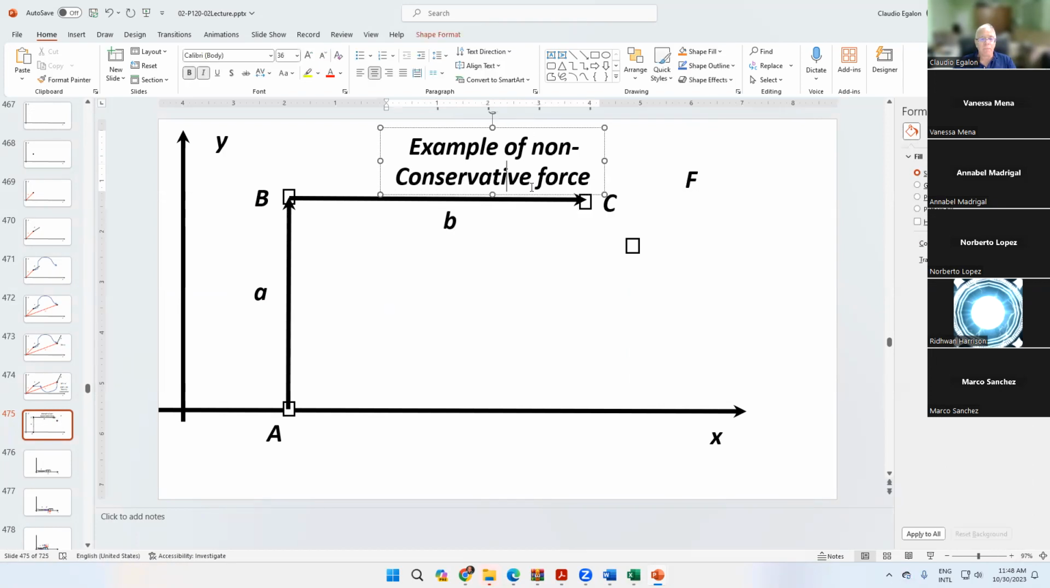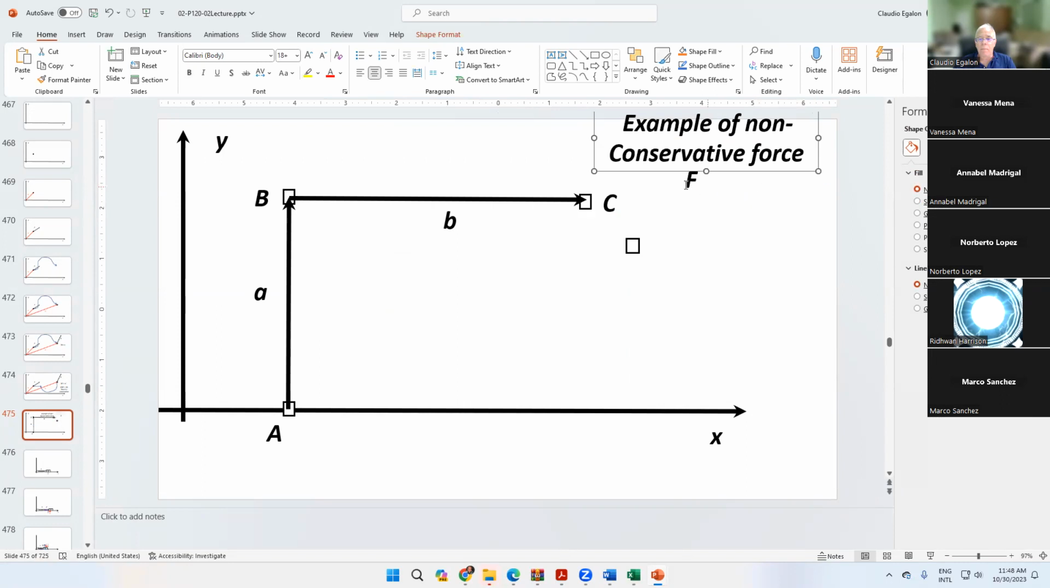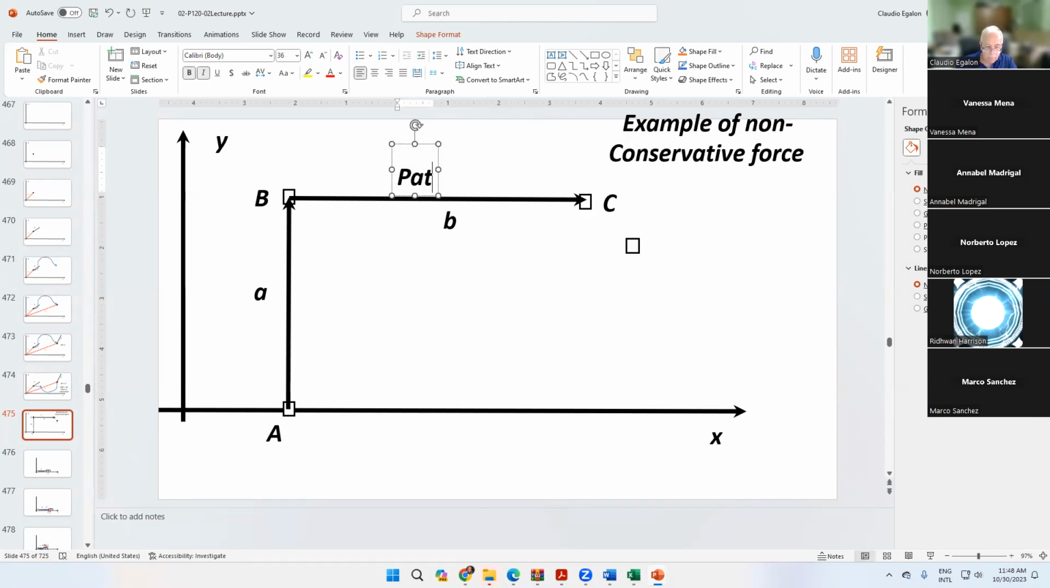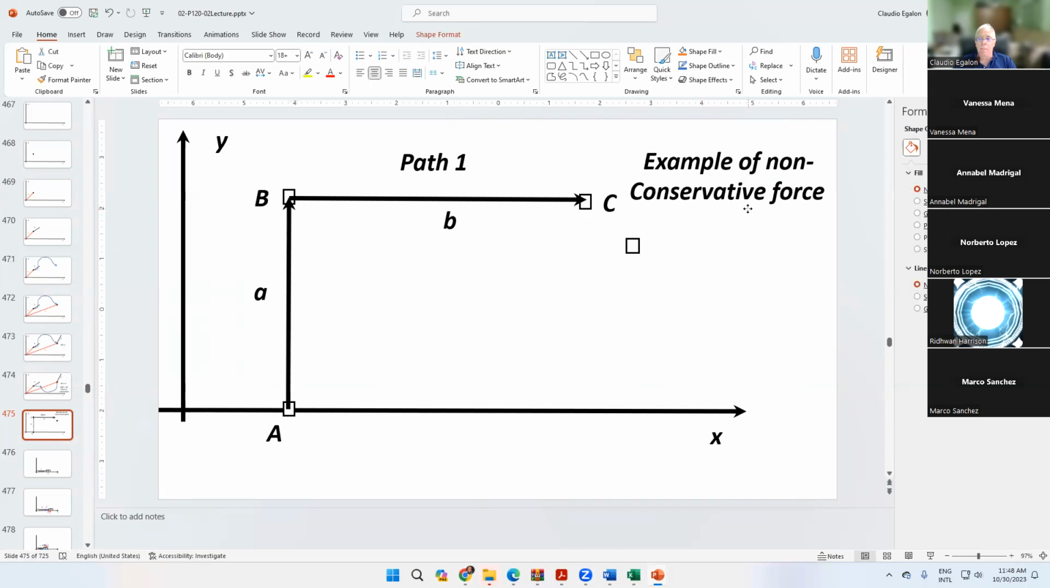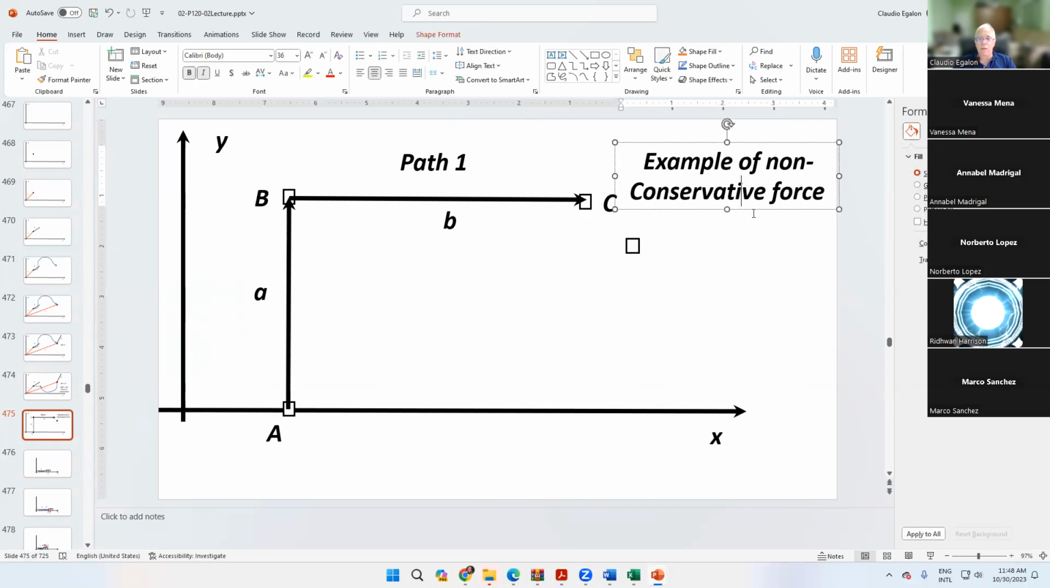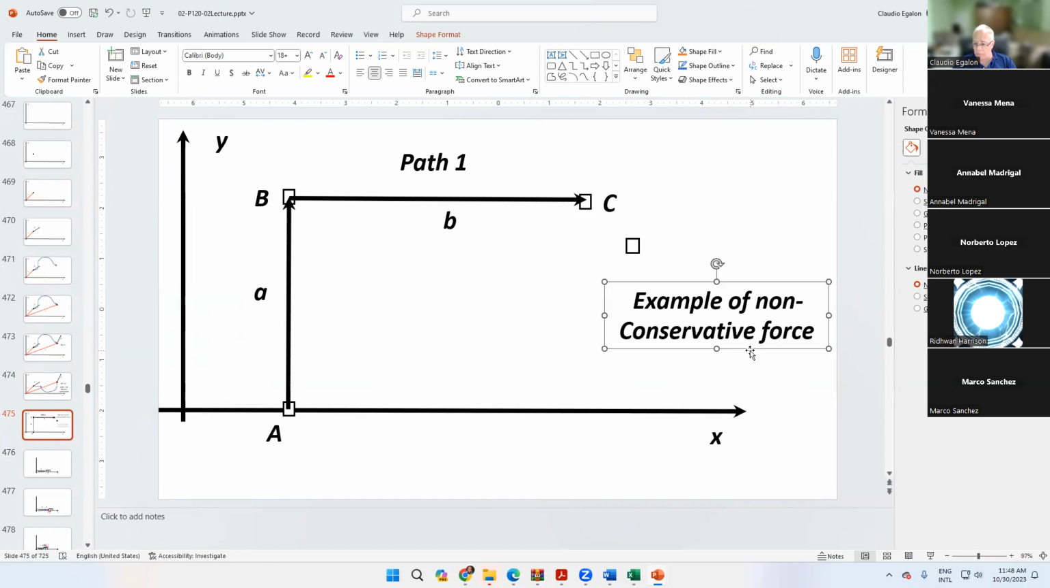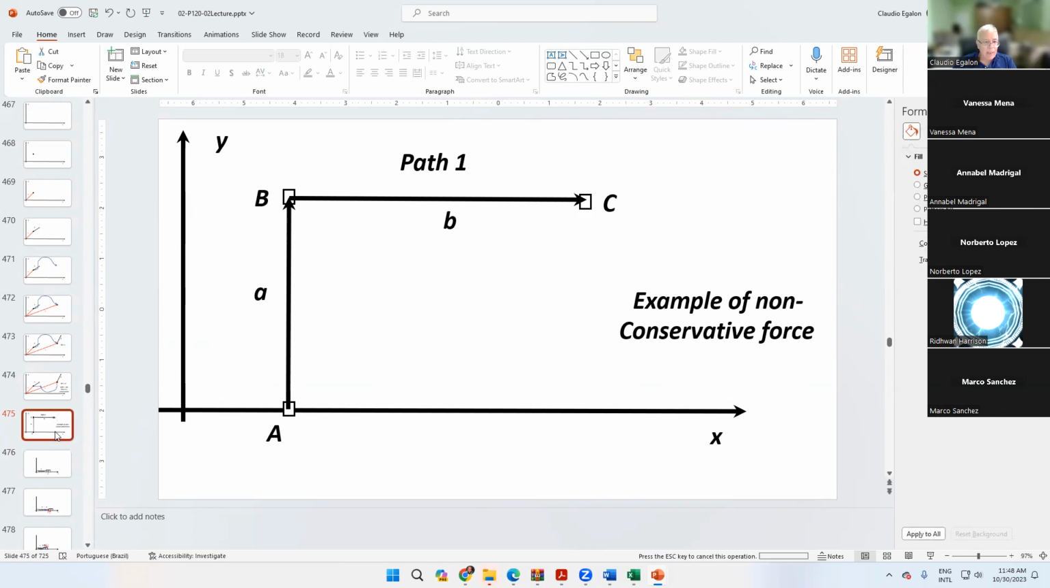Pass one. I'll do the non-conservative force first, and then I'll do an example of conservative force. We have 10 minutes to go. Okay. And then we have the second pass, a second different pass.